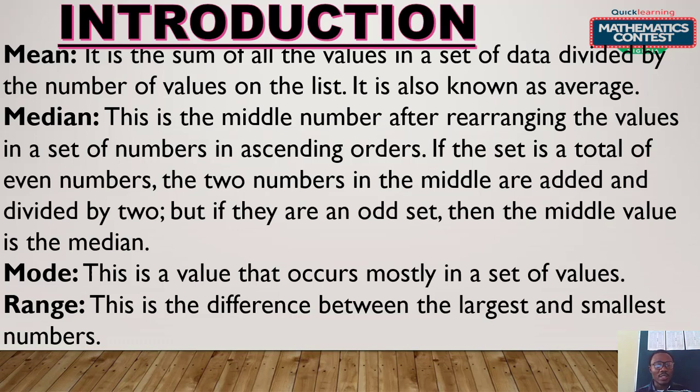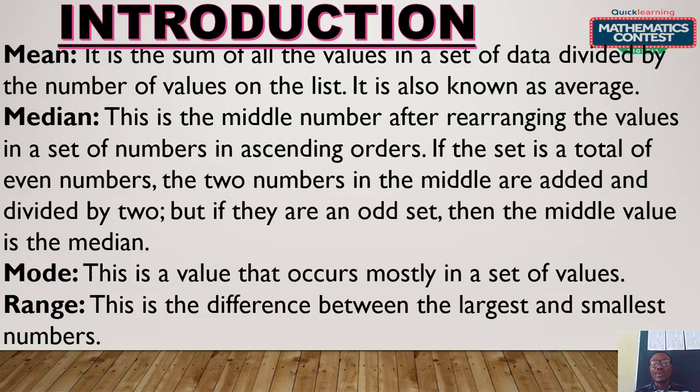Now, this next item on the list is median. This is the middle number after rearranging the values in a set of numbers in ascending or descending order. It doesn't necessarily have to be ascending order. You can arrange them in ascending order or descending order. If the set is a total of even numbers, the two numbers in the middle are added and divided by 2. But if it is an odd set, then the middle value is the median.